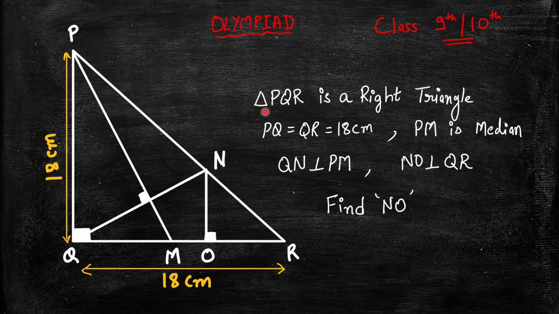In this problem, we have been given a right angle triangle PQR in which PQ and QR are 18 cm. PM is the median of the triangle from P. QN is drawn perpendicular to PM and NO is drawn perpendicular to QR. We need to find the length of NO. This length we need to determine.